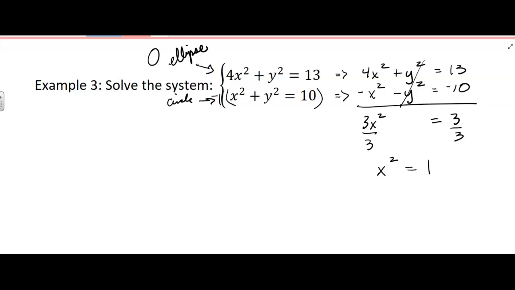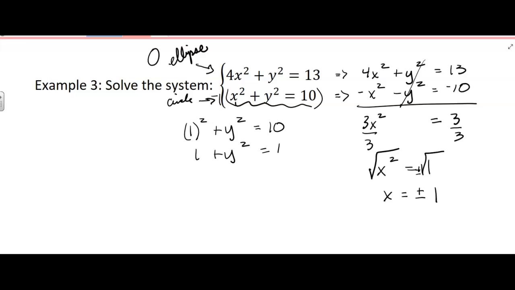This is a quadratic equation, but fortunately here we can take the square root of both sides. When we do that, don't forget the plus or minus. So we get two answers. We get x equals plus or minus 1. Okay, so what happens if x is 1? Well, let's go ahead and use this bottom equation because we still have to find y. So if x is 1, we would have 1 squared plus y squared equals 10. Or 1 plus y squared equals 10.